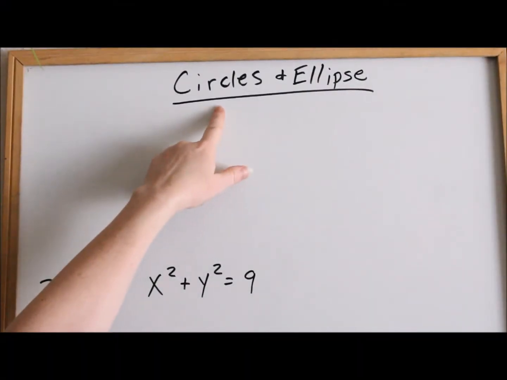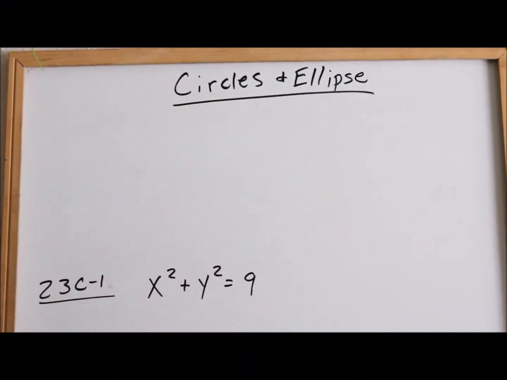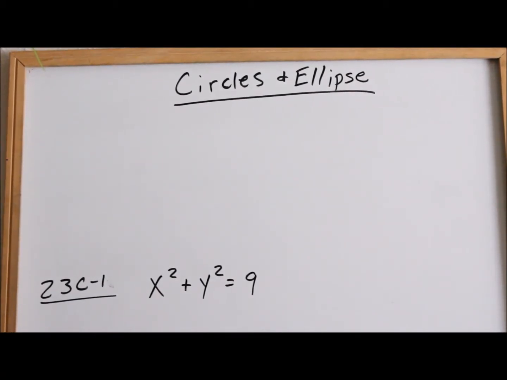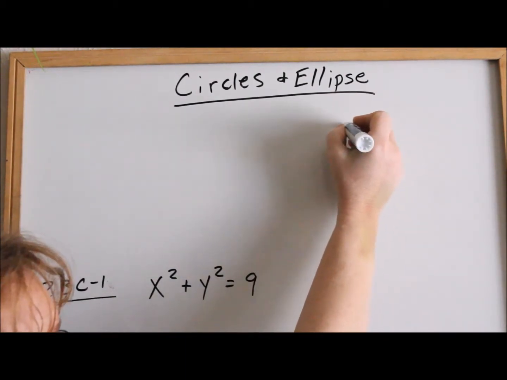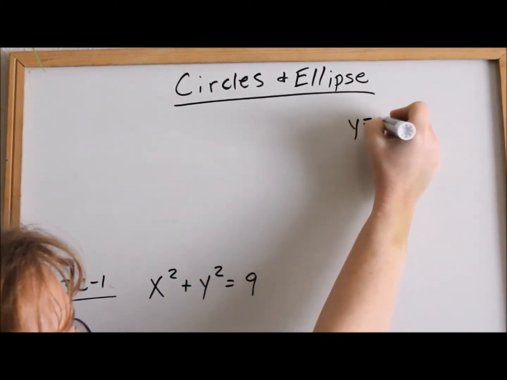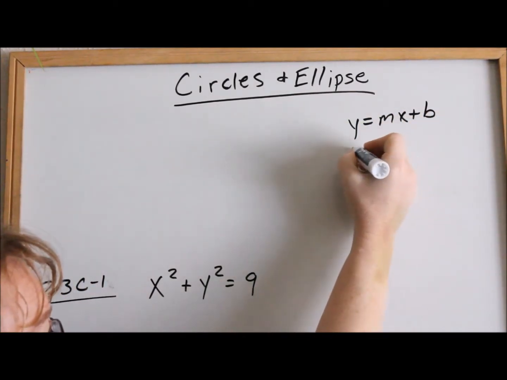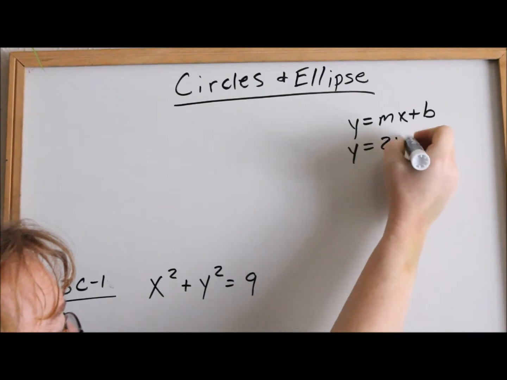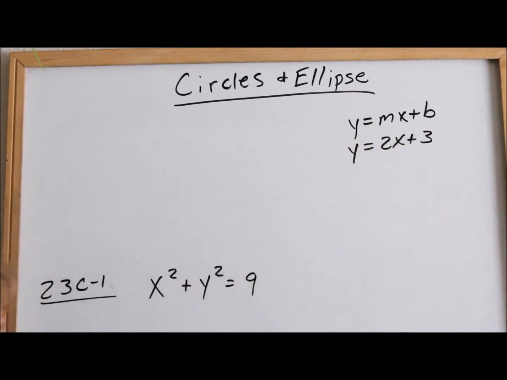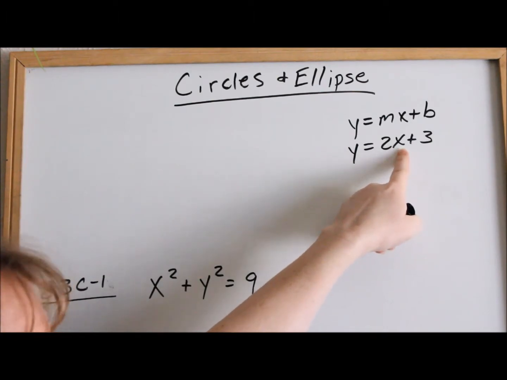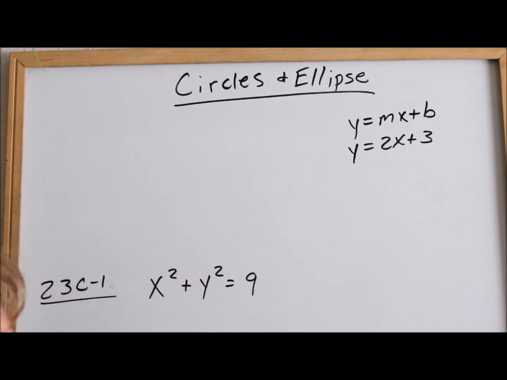Okay, we're going to be doing circles and ellipses. So for now, let's just look at circles. So far, we have done lines. Remember, the general equation of a line is y equals mx plus b. So for example, you could have y equals 2x plus 3. That is a line. Neither the y nor the x are squared. That's how you can tell a line.